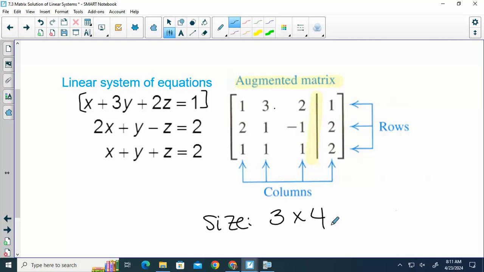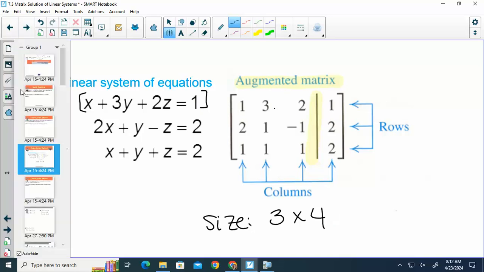That can tell you specific numbers, so I could use that to refer to a specific number in the matrix. So if I said row 3, column 2, what's the number in row 3, column 2? 1. If I said row 1, column 2, what is that? 3. If I said row 2, column 3, -1. So you can use that to refer to specific numbers as well. All right, so far so good?